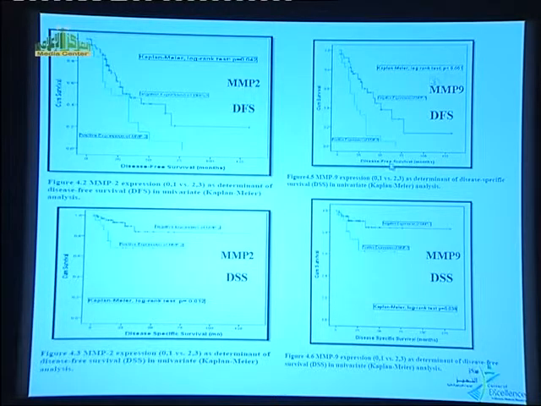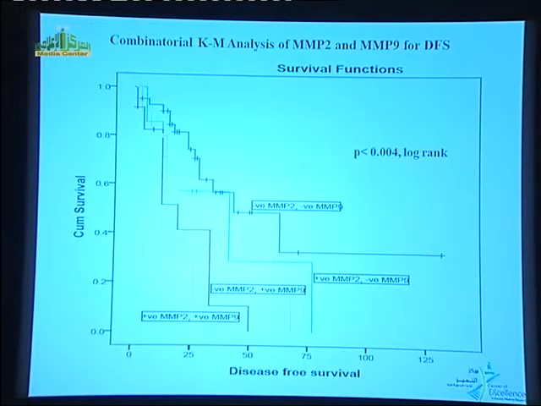Here is the disease-free survival for MMP9, and patients with high MMP9 and high MMP2 die of cancer more than patients with low expression. And we made a combinatorial approach, lumping MMP2 with MMP9. We found that positive MMP9 and MMP2 has the worst prognosis, and the best is MMP negative. Patients with MMP2 negative and MMP9 negative behave better, and this is the disease-free survival.